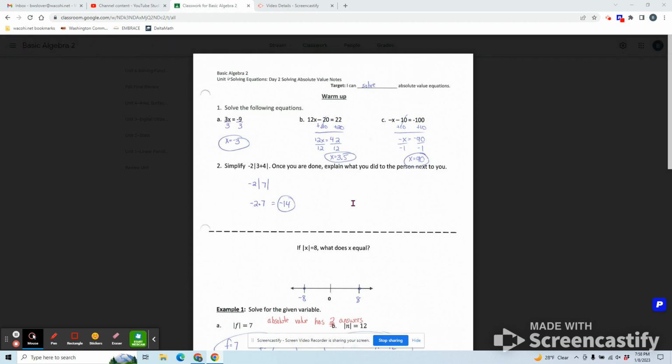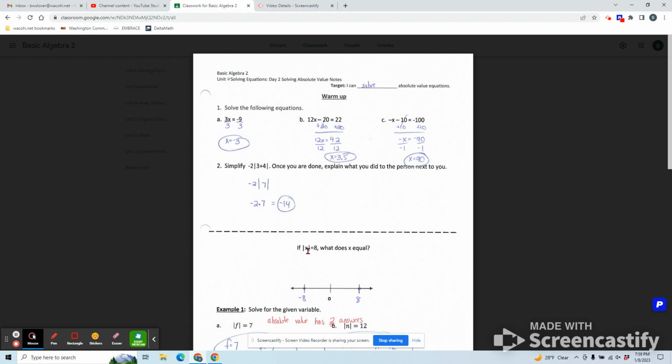And then number two is asking you to just simplify. And this is what we talked about yesterday. You do what's inside the absolute value first. So do the 3 plus 4 first. Take the absolute value of 7 to get 7, and then multiply by that negative 2. So negative 2 times 7 gives you negative 14. So that's just to get us ready for what we're doing today, which is the solving.